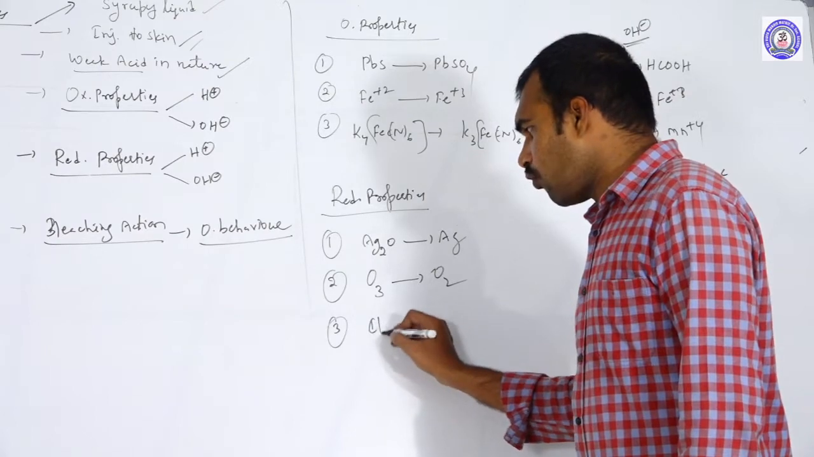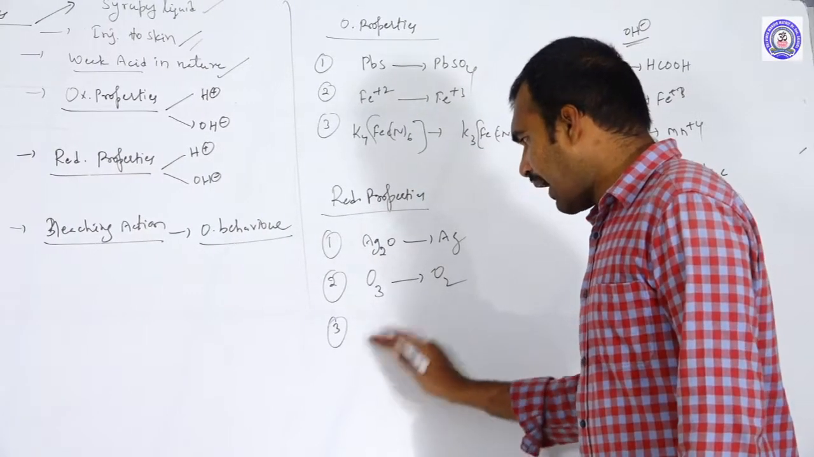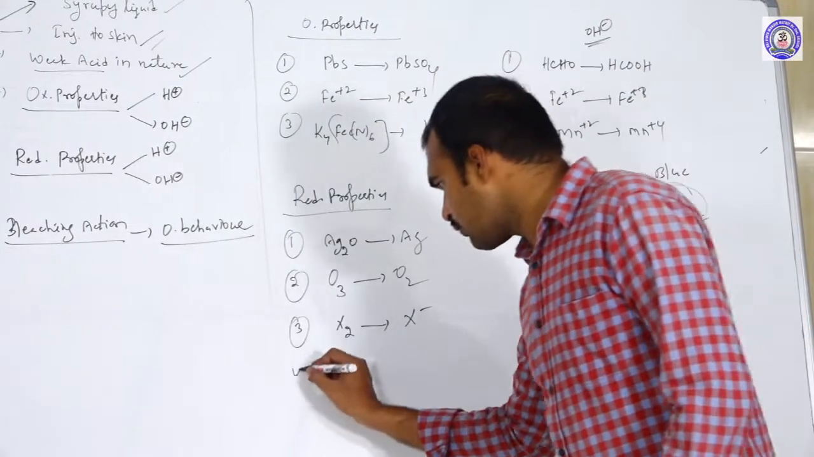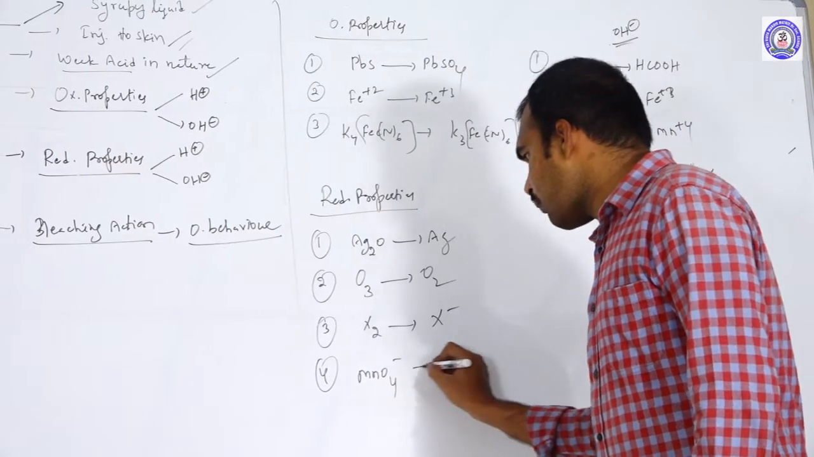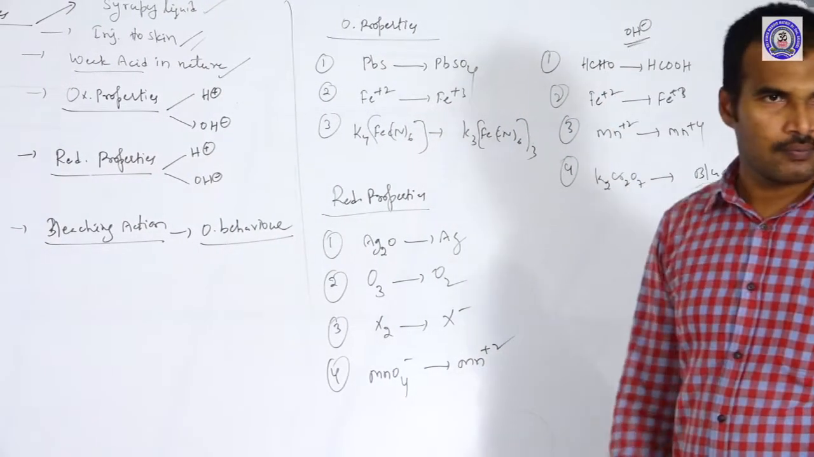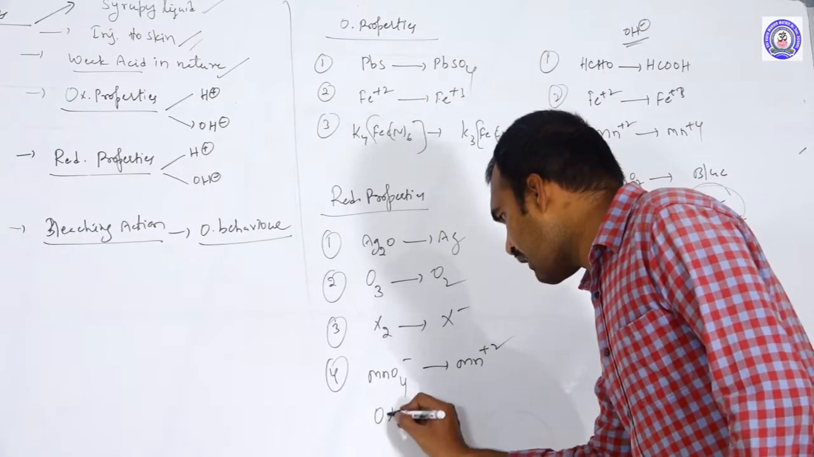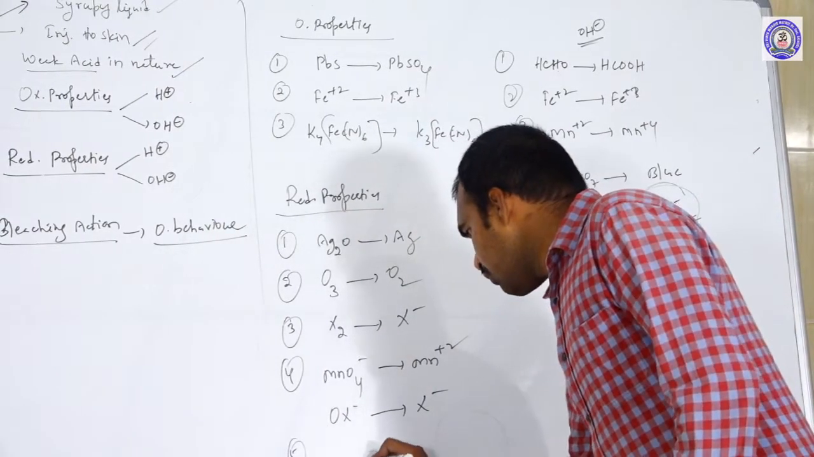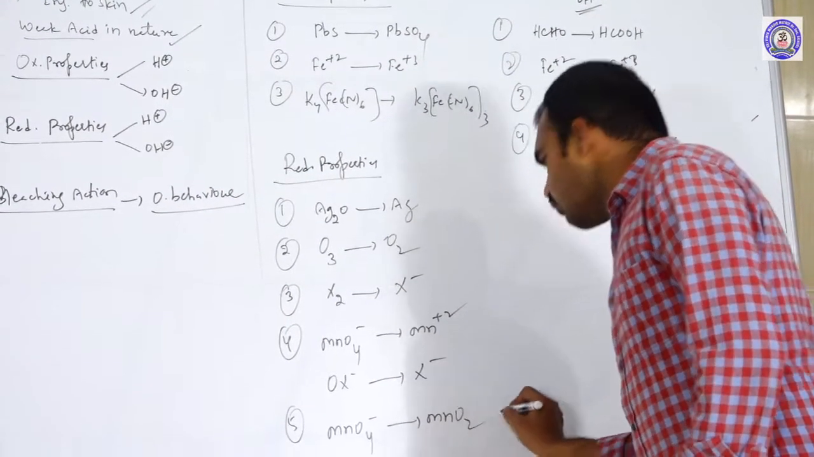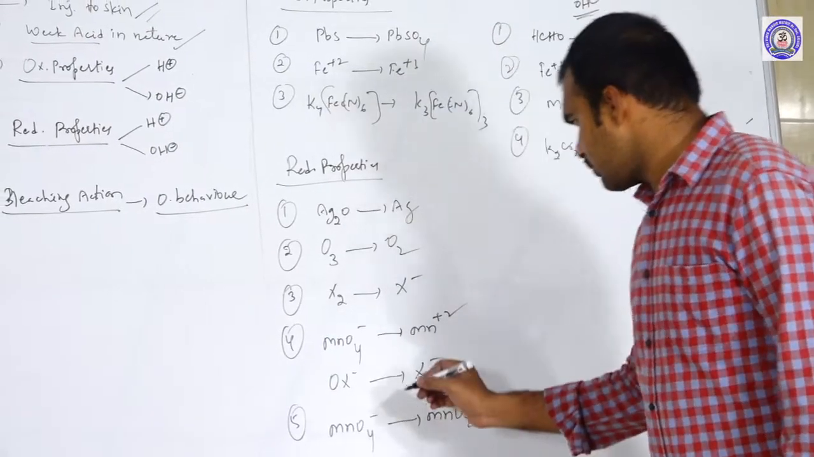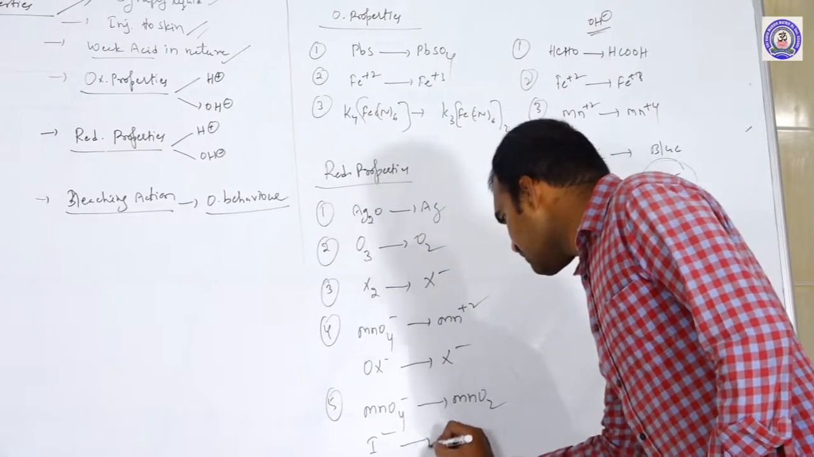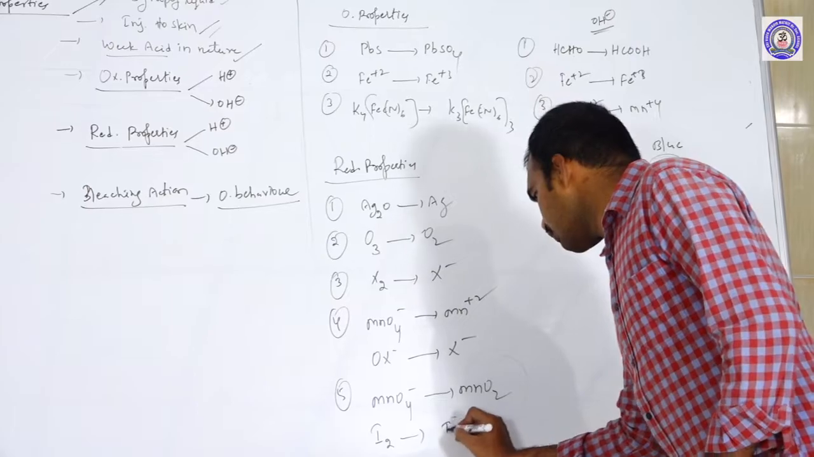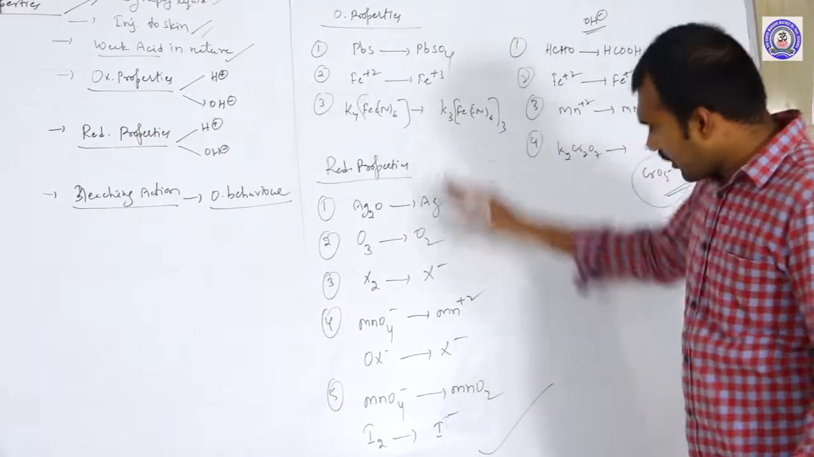Hypochlorite means ClO minus; it converts halogens into halides. It reduces MnO4 minus into Mn2+ ions, and hypochlorite, meaning OX minus, into halides. Or else MnO4 minus into MnO2. Or else iodides into iodine. Sorry, reducing, right? So iodine into I minus. So these are the reducing properties.